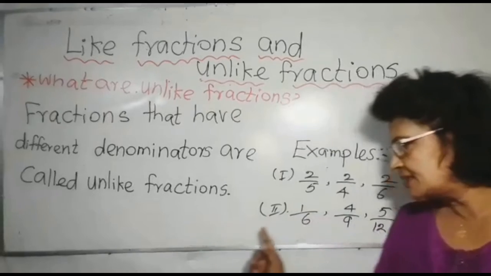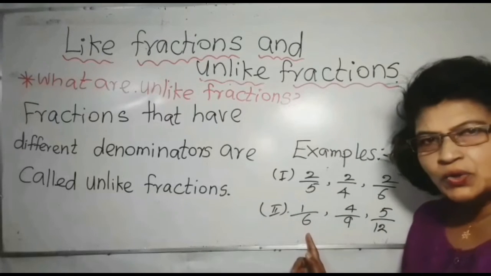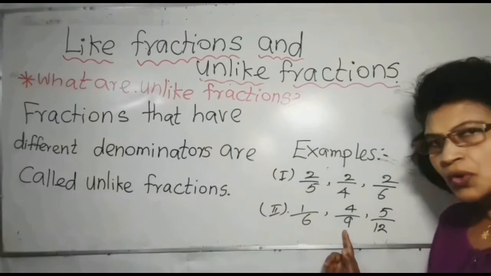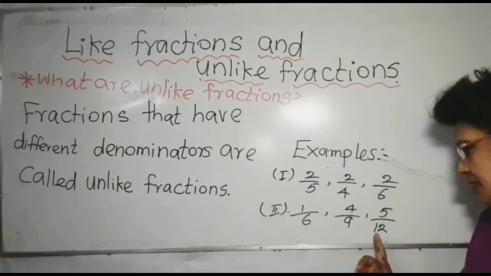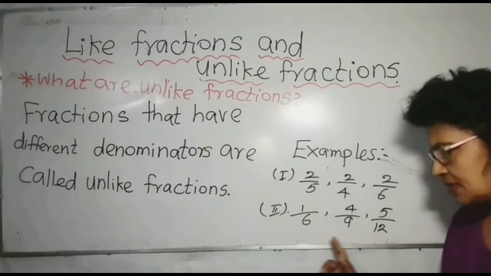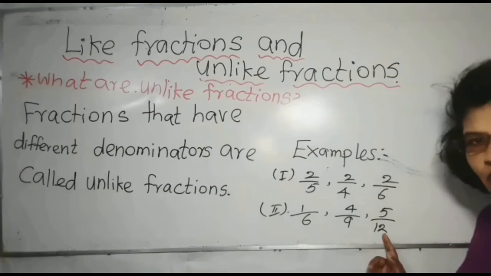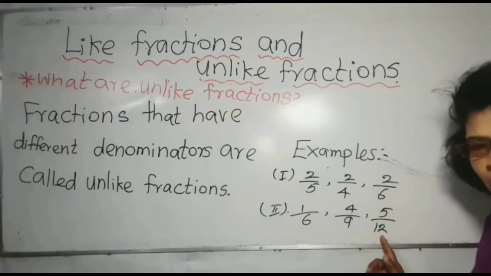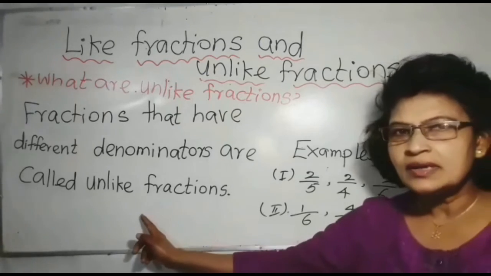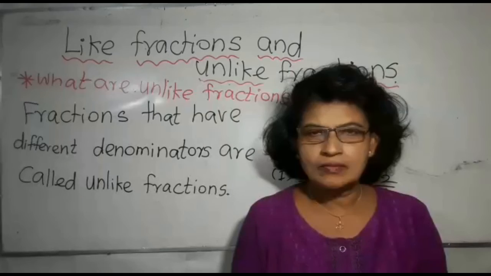Now let's see another example. 1 over 6, 4 over 9 and 5 over 12. In these fractions, denominators are different, so these fractions are called unlike fractions.